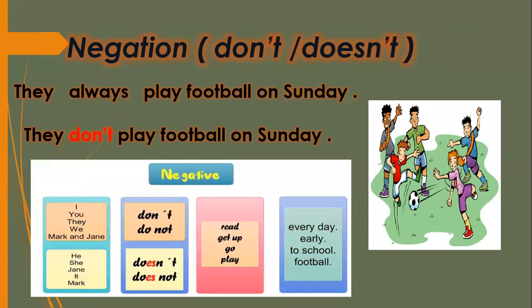The rule says that if the subject is plural like I, you, we, they, you are going to use don't plus the infinitive form of the verb, like I don't read every day. If the subject is singular, he, she, Jane, Mark, we use doesn't to negate the sentence plus the base form of the verb. Example, she doesn't go to school every day. Okay, so these are the rules for how to negate a sentence in English.